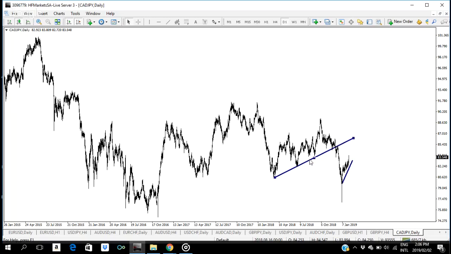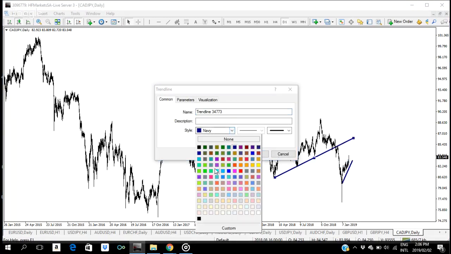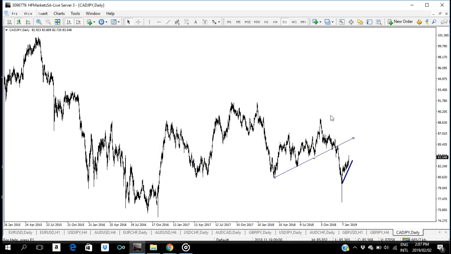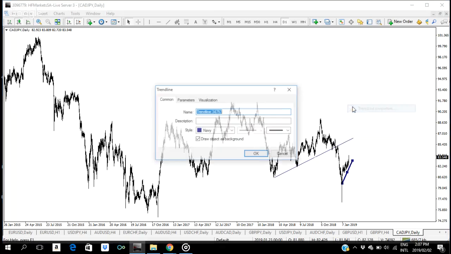All right, what I'm going to do right now is just analyze bargaining cat JPY real quick to show you what is a bargaining, to show you what is a flag pattern.